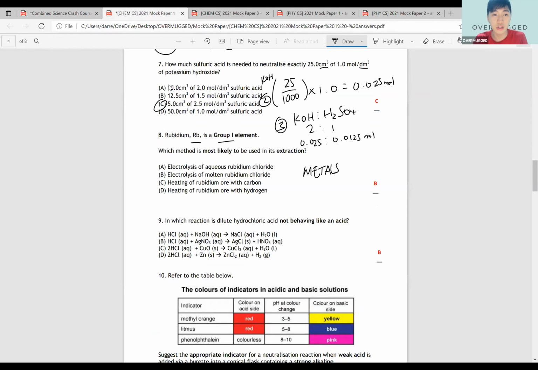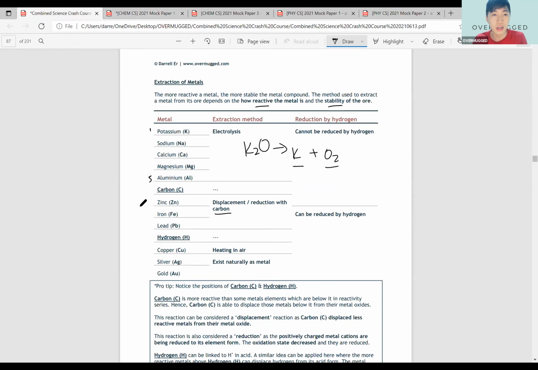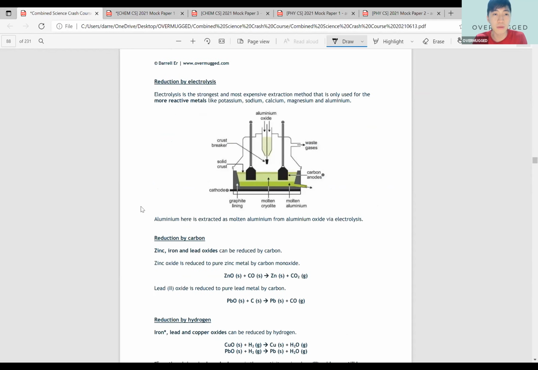Now, the next question is, do we choose the term aqueous or do we choose the term molten? I need you to note that there's a slight difference. Usually when we are doing reduction by electrolysis for such metals, it is always about the molten state. So if you take a look at what's inside, it's always a molten compound.